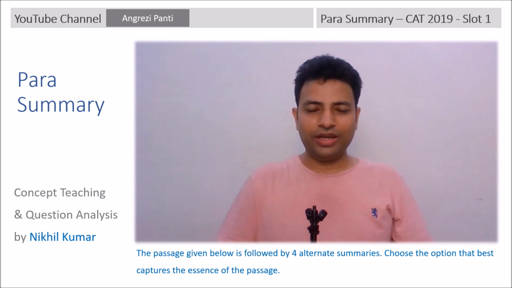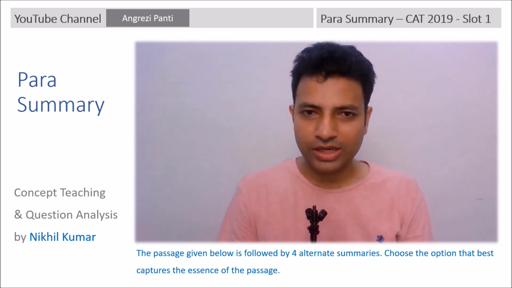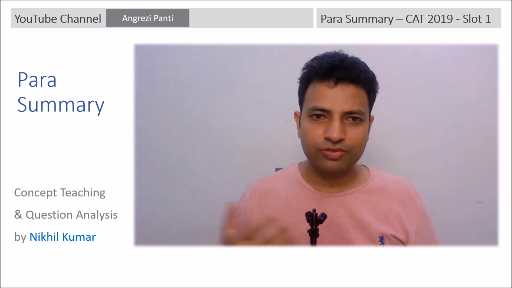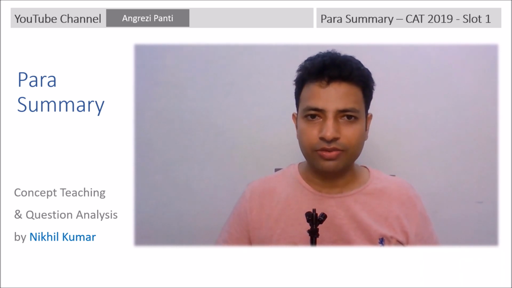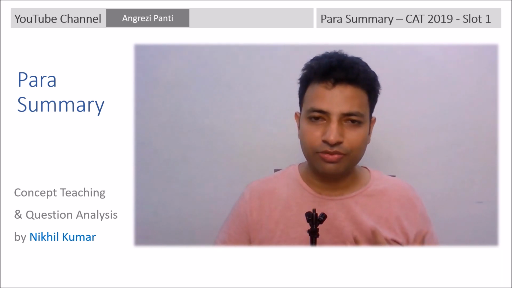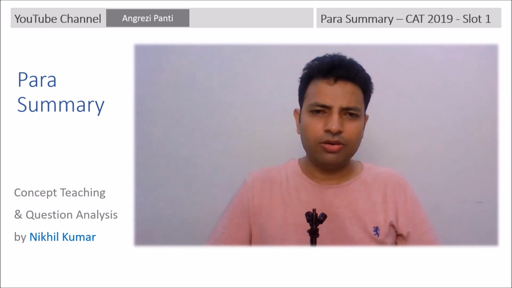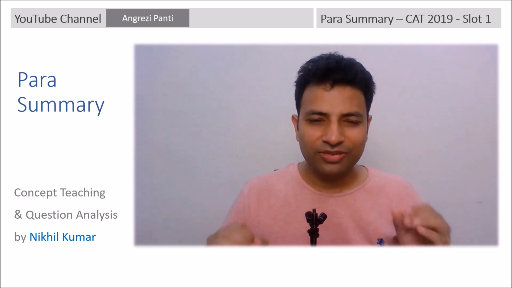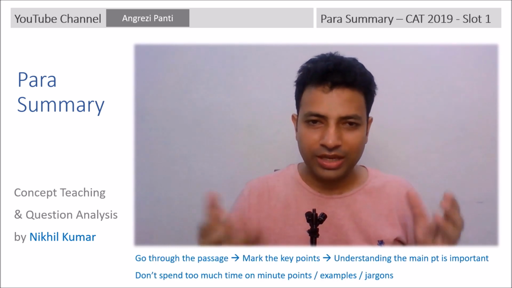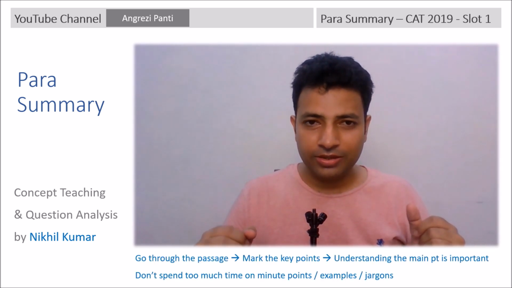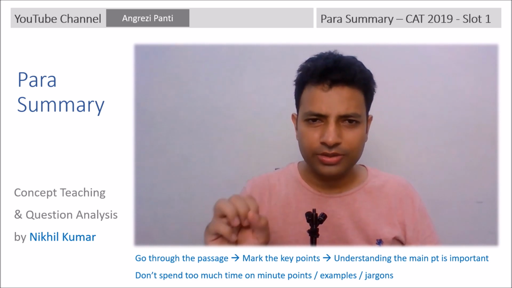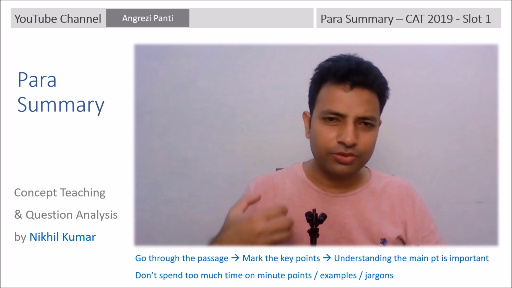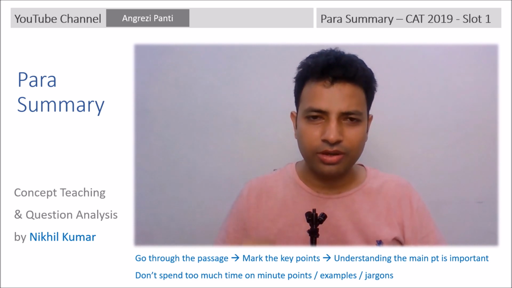All right, so we have got a passage and it's not a very long passage, it's quite a short one. And then it is followed by 4 different alternatives or 4 different summaries and you have to find which is the correct one. All right, so how do we do this type of question? It's very easy. First of all, go through the passage, of course, that goes without saying, and then just mark the key points. Okay, just mark the important points, that's it. See to it what is the message that the author is trying to convey.